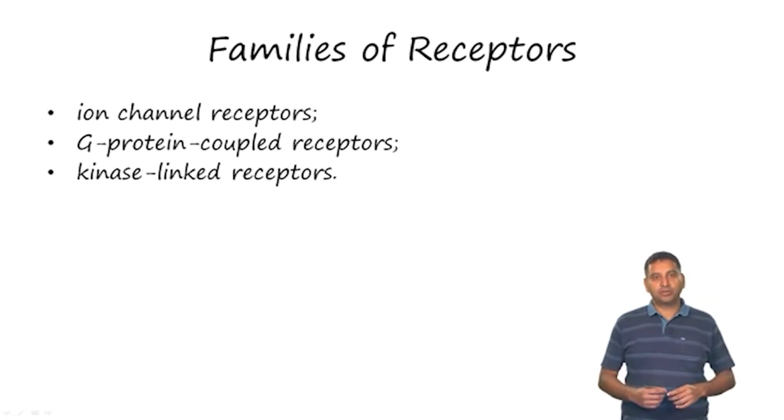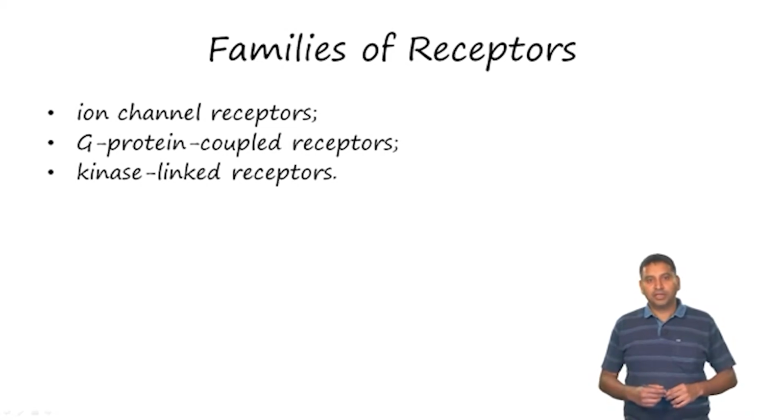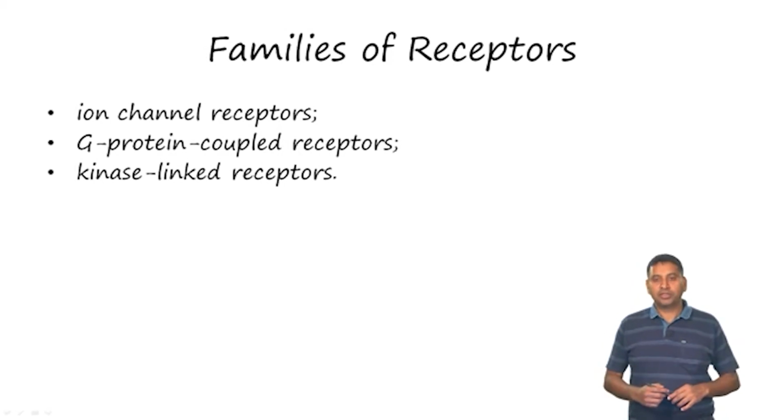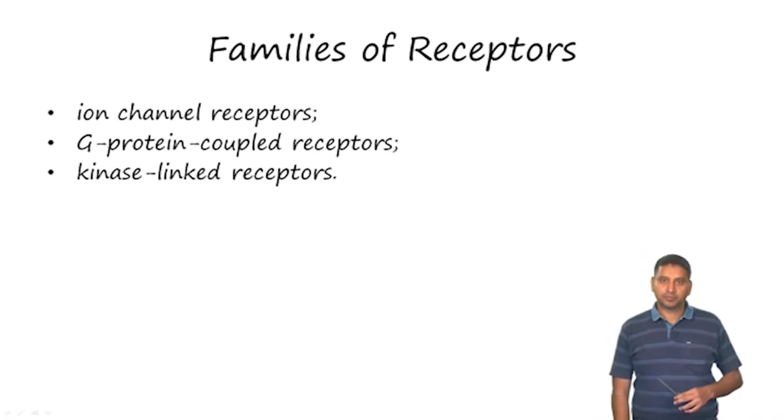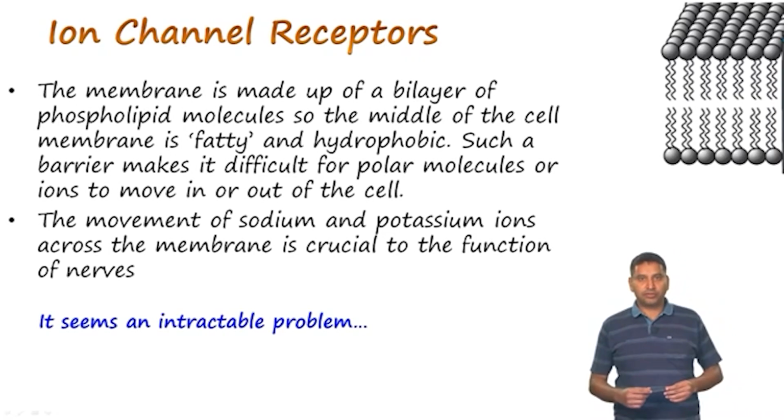The first family is called the ion channel receptor, the second one is called the G protein coupled receptor, and the last one is called kinase linked receptor. All three of these are extracellular receptors, and we shall also look at certain types of intracellular receptors. So, the first class is ion channels.